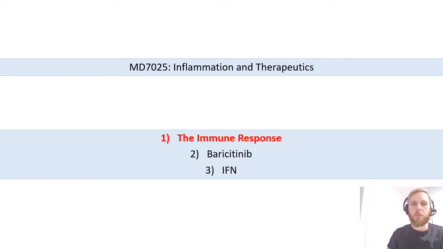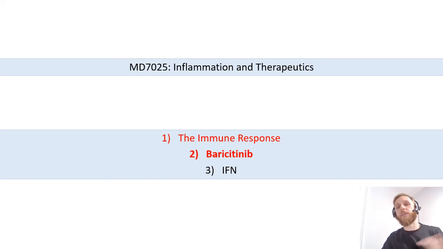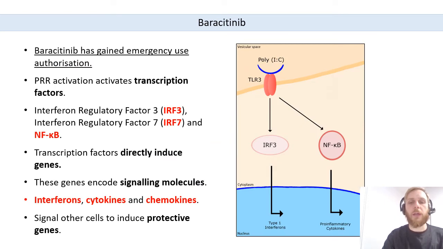Okay, so now what we want to do is think about how these processes can actually be manipulated therapeutically. So the first drug we're going to look at is baricitinib, and we're going to see how this drug essentially intervenes on the process we've just identified, and in doing so, hopefully reduces the pathology of a particular infectious disease. Okay, so it initially attained emergency use authorization for the treatment of COVID-19.